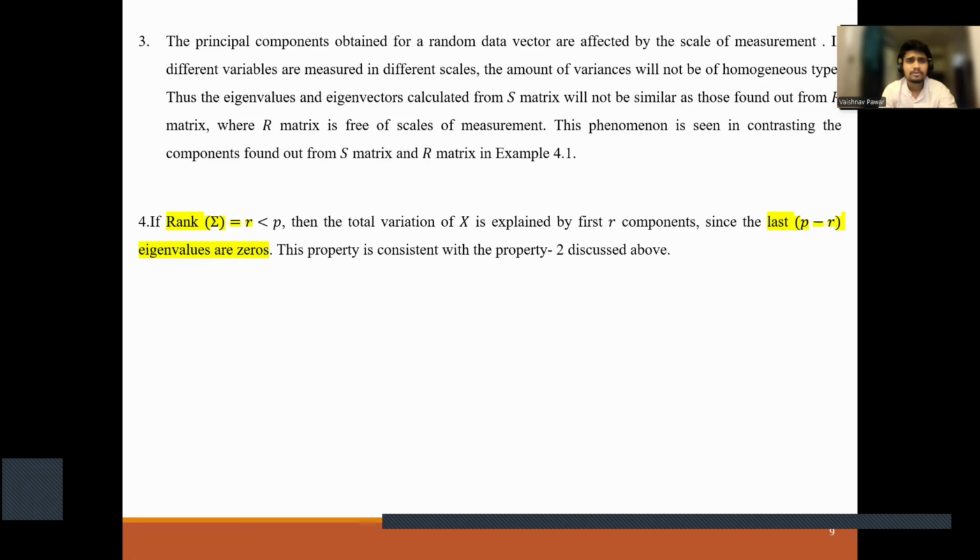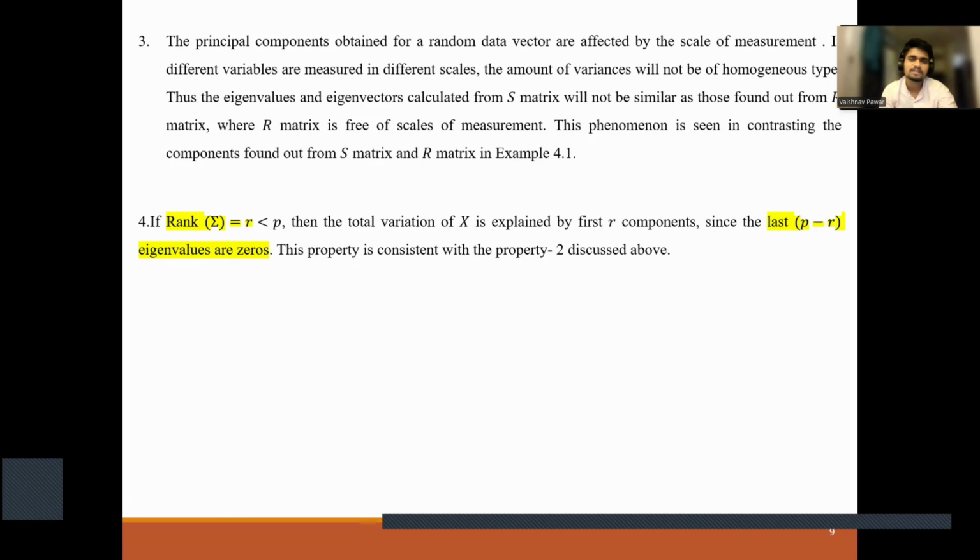The principal components obtained from the eigenvalues and eigenvectors are affected by scale and measurement. With different variables, the amount of variance will not be homogeneous. Thus, the eigenvalues and eigenvectors calculated from the variance covariance matrix will not be similar to those found from the correlation matrix. When the correlation matrix is free of scale and measurement, this phenomenon is seen in contrasting the components found.